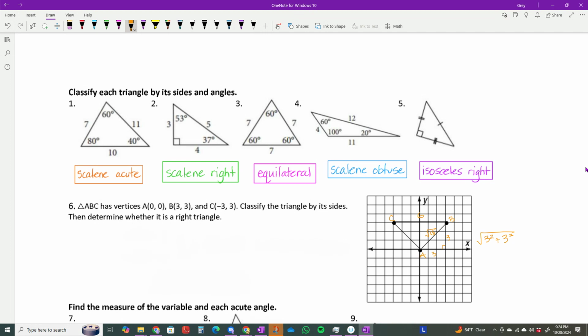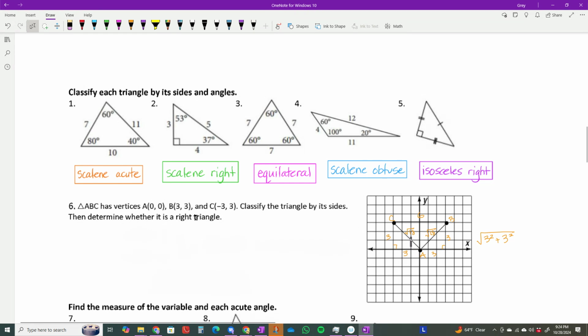Now if I go find segment AC, again I'm on a grid. Here is my right triangle. This side length is 3. This is 3. So I hope you can see that's the same thing. And this side is square root of 18. All right, so that means we have figured out that it is an isosceles triangle.